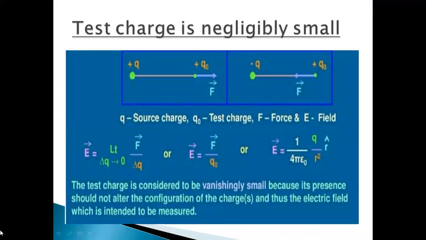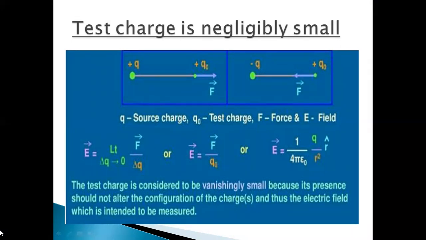The next topic is the test charge. I think it's a new word for you. So what does test charge mean? A test charge is negligibly small. In this diagram, plus Q denotes the source charge and Q0 denotes the test charge. Then the equation we solved in the last part is E is equal to F by Q0.